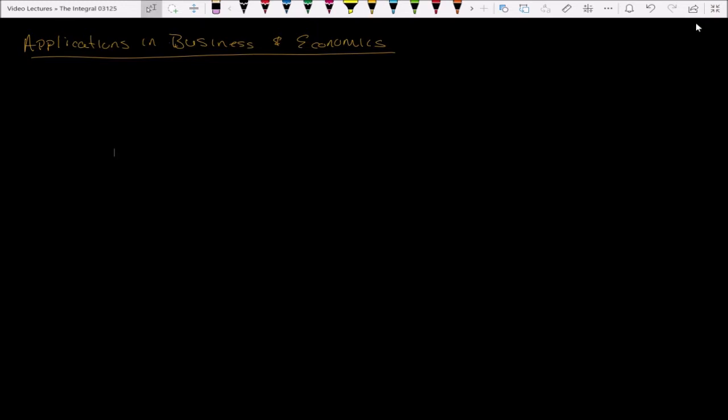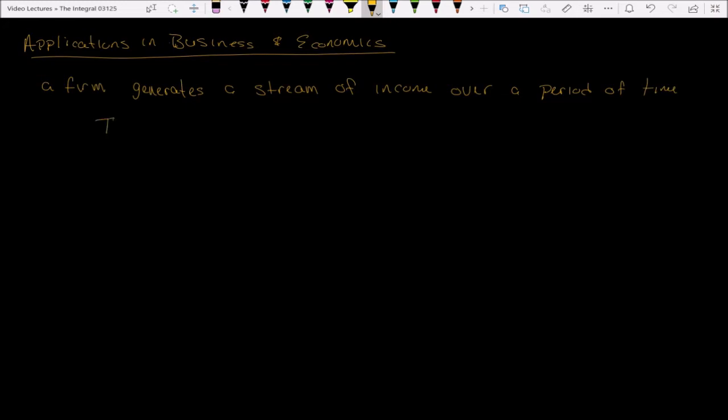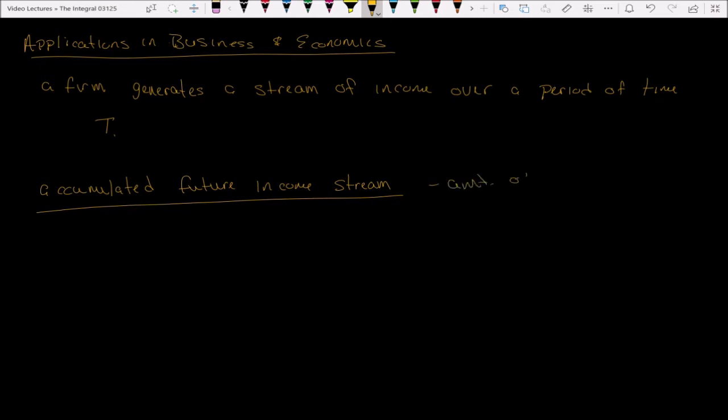So let's consider a firm that generates a stream of income over a period of time t. As the income is realized, the firm reinvests it, and then it earns interest at a fixed rate. The accumulated future income stream is the amount of money the firm ends up with at the end of the period.